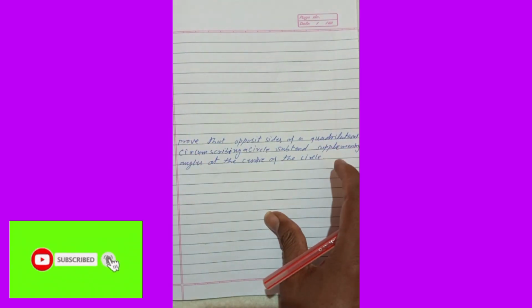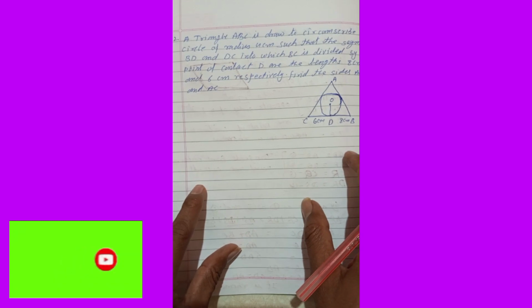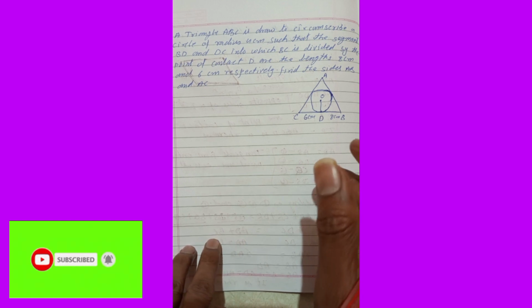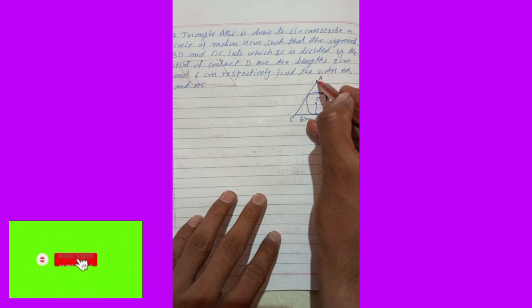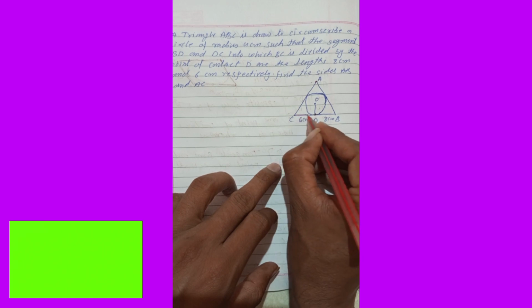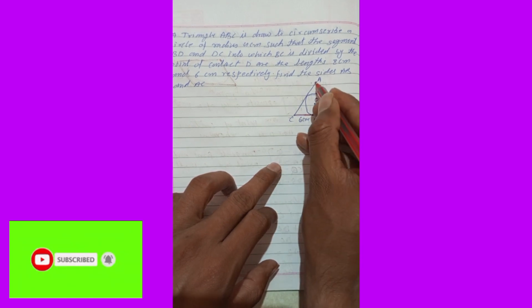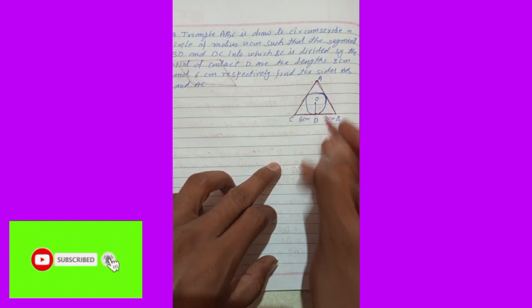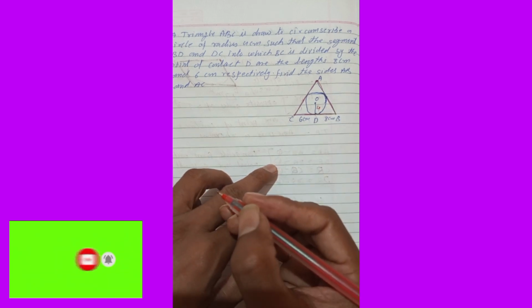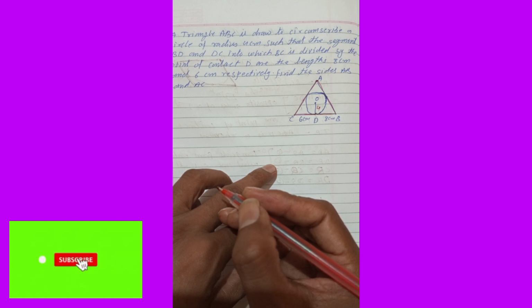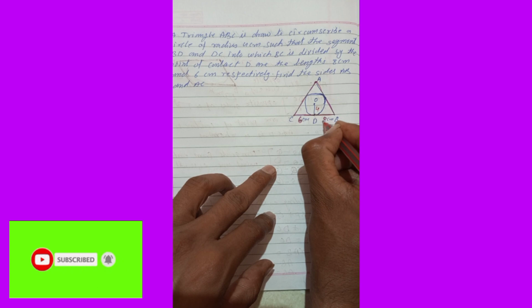Next we are going to question number 12 of this exercise. A triangle ABC is drawn circumscribing a circle of radius 4 cm, such that the segments BD and DC, into which BC is divided by the point of contact D, are of lengths 8 cm and 6 cm. The radius is 4 cm, BD is 8 cm and DC is 6 cm.